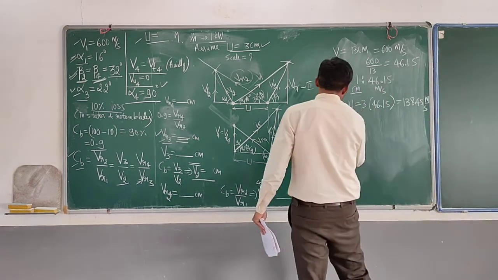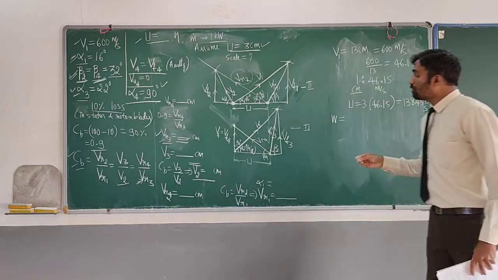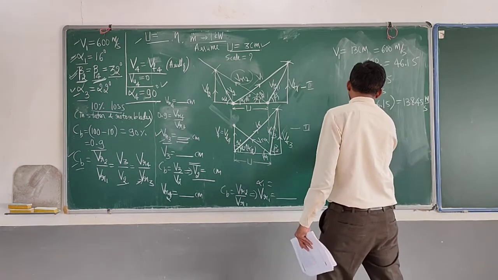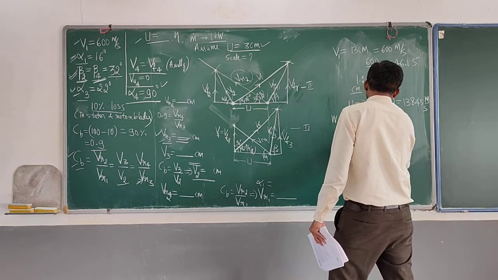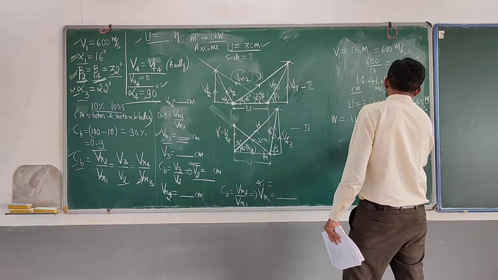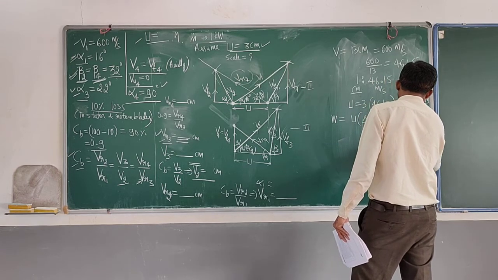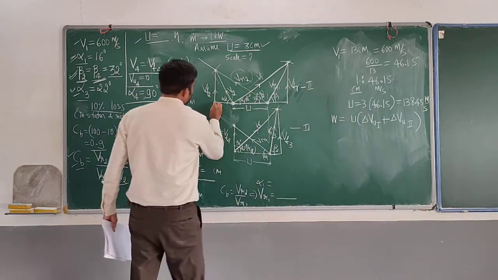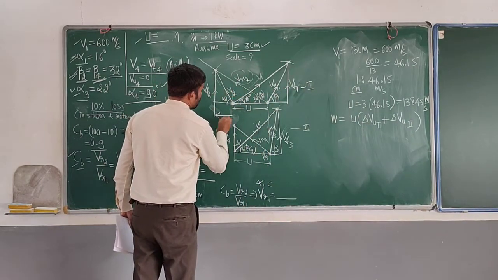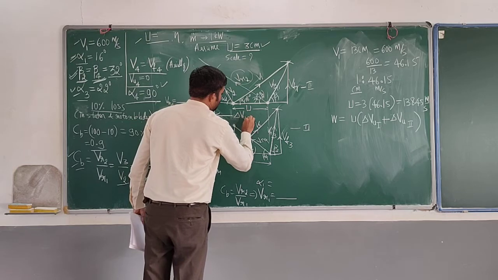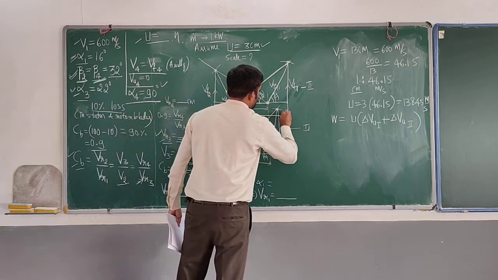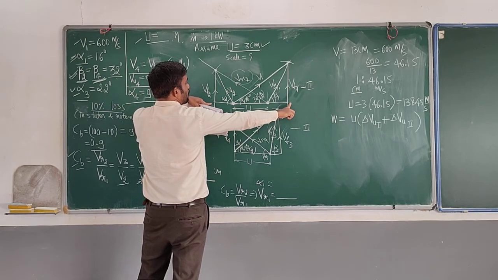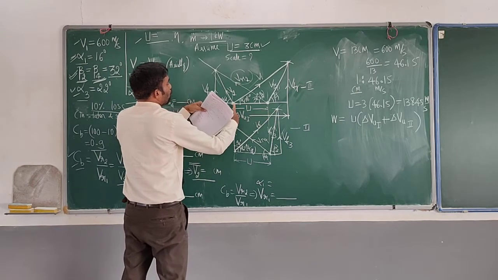So we have to find out the work done. Here the work done we will get in 2 stages, the first stage as well as the second stage. So the formula is U into delta VU for the first stage, plus delta VU for the second stage. Delta VU is this much length. This is for the first stage. I hope this is clear to you people. From this point to this point, this is delta VU.